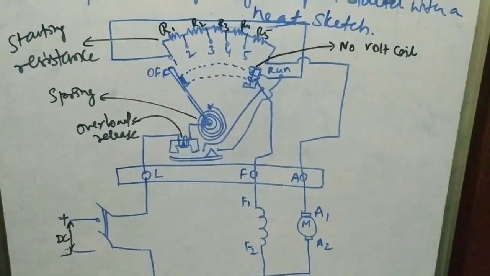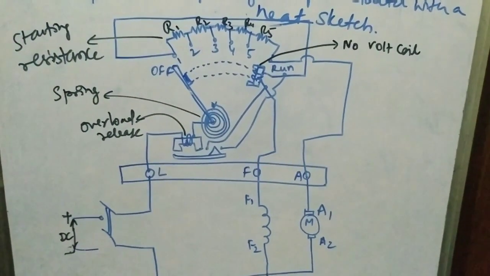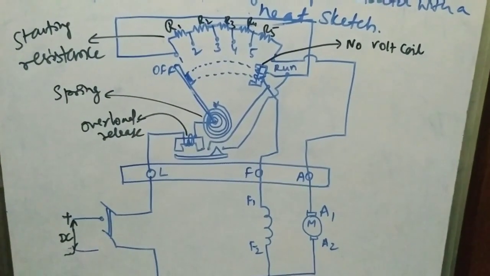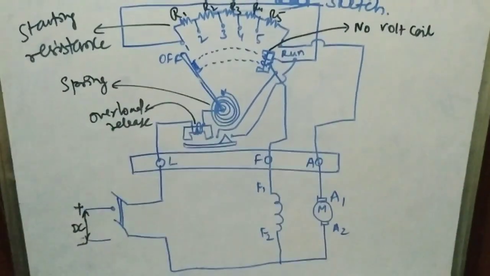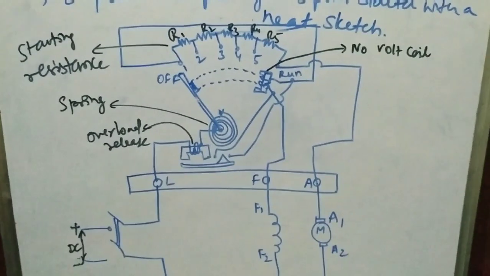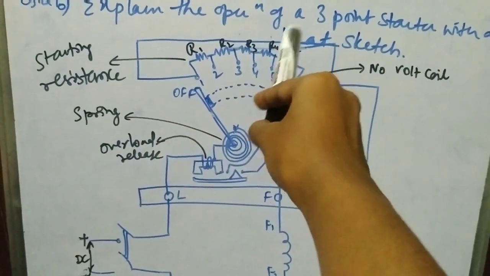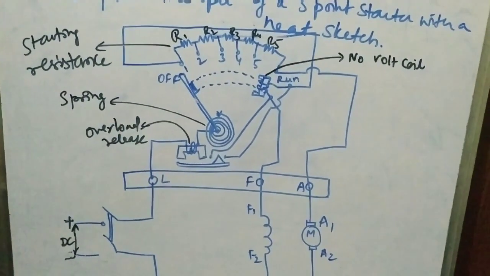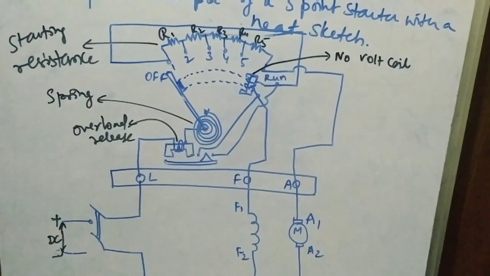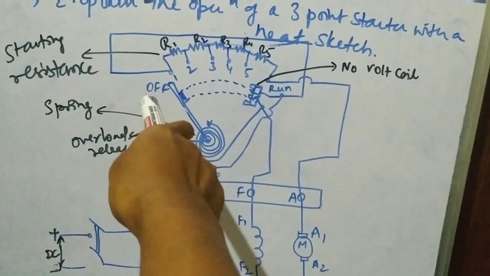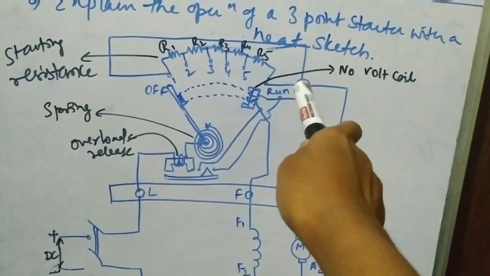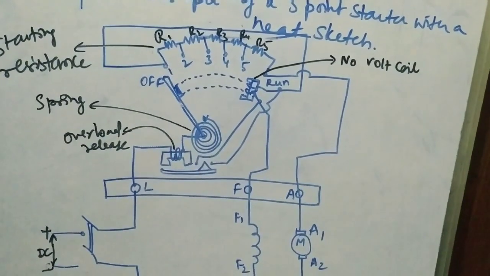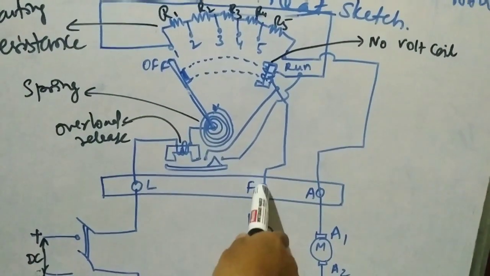So this is the 3-point starter, wherein the starter is basically a variable resistance which has been divided into a number of sections. You can see that there are variable resistances like R1, R2, R3, R4 and R5, and the contact points of these sections are called studs, which have been brought out and separately shown as positions 1, 2, 3 etc. up to this position. There are 3 main points of a starter, that is L, F and A.